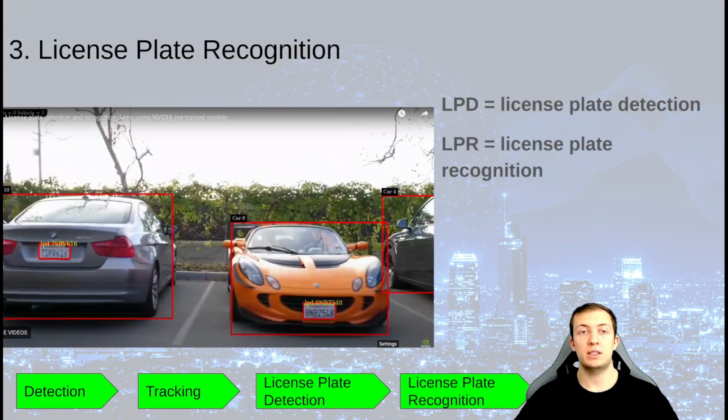Third use case is a license plate recognition. In order to perform license plate recognition, we have to firstly detect a vehicle, then with another model we need to understand where we can find the license plate, which is called license plate detection, and after that we can try to recognize the characters to get the finalized license plate recognition.